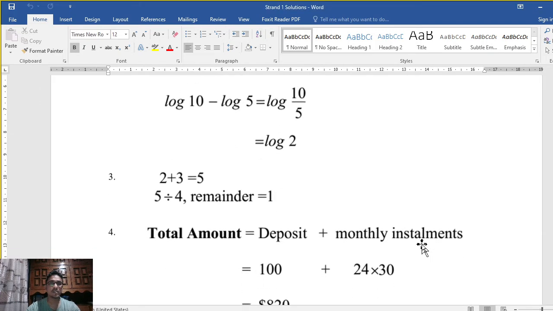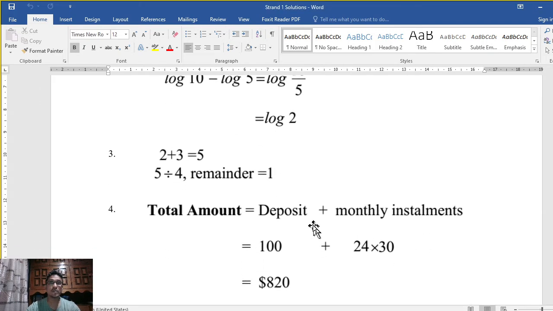The total amount that Sally will be paying will be equal to the deposit plus the total monthly installment. Okay, deposit was $100 plus monthly installment would be what? How many months? 24 months. Multiply by how many dollars she is paying for a month? $30. So $30 times 24 months and then plus 100. Right? You will get the total amount of $820.